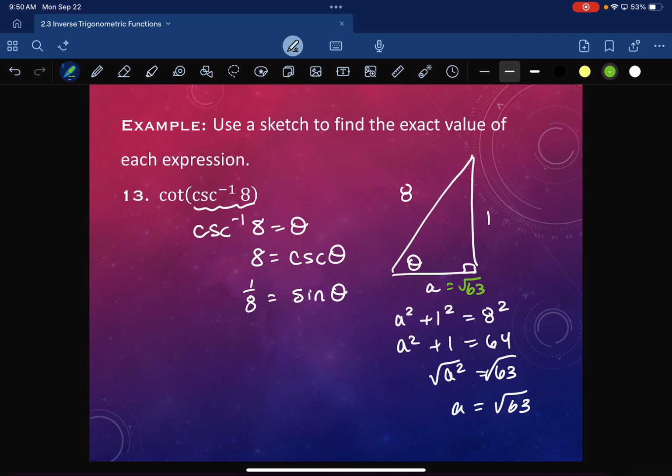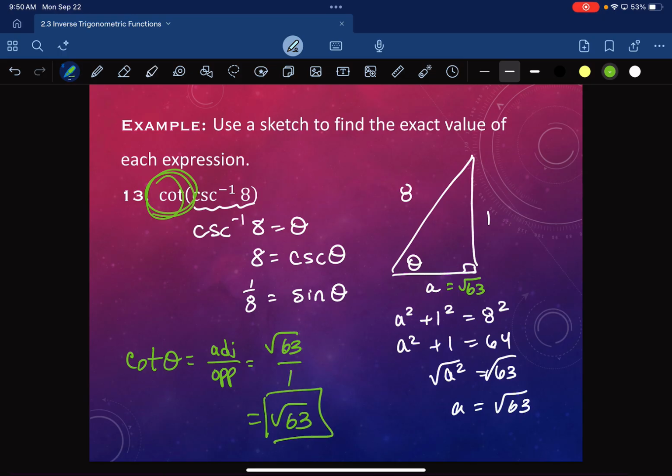But we've done all the work. Now we read cotangent off of this. What is cotangent in terms of a circle, or in terms of a triangle? Yeah, it's adjacent over opposite, right? So the cotangent that we're working with now, I'm going to write this one down because it's the adjacent is square root 63. The opposite is 1. So this is simply square root 63.